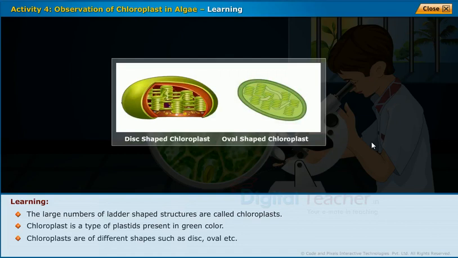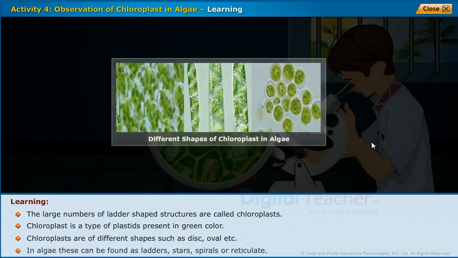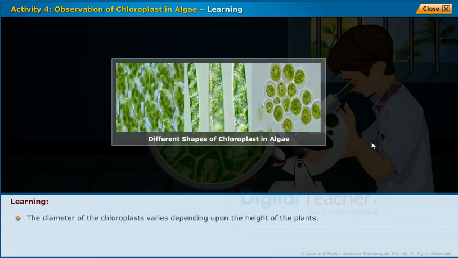Chloroplasts are of different shapes such as disc, oval, etc. In algae, these can be found as ladders, stars, spirals, or reticulate. The diameter of the chloroplasts varies depending upon the heights of the plants. In higher plants, the diameter varies between 4 to 10 microns.